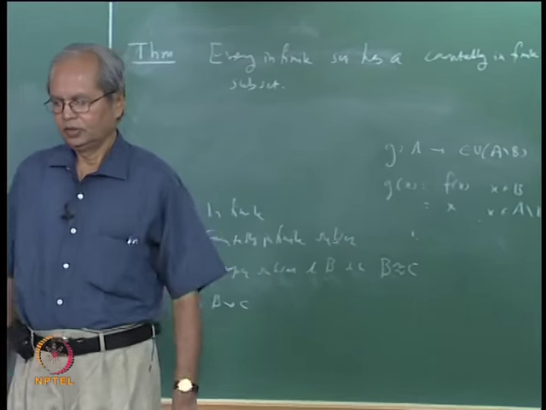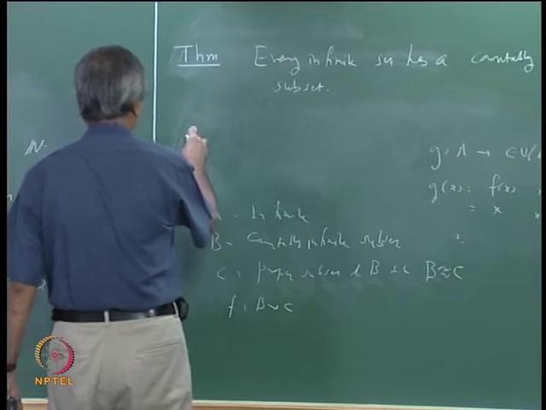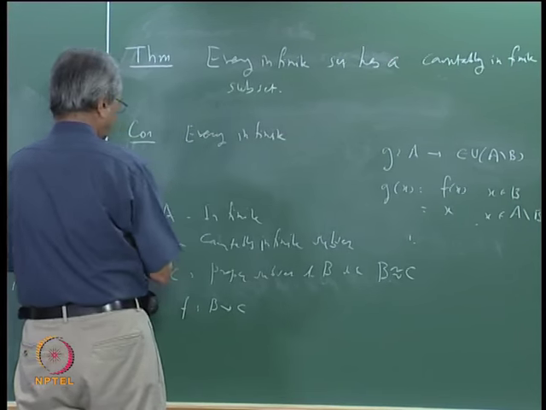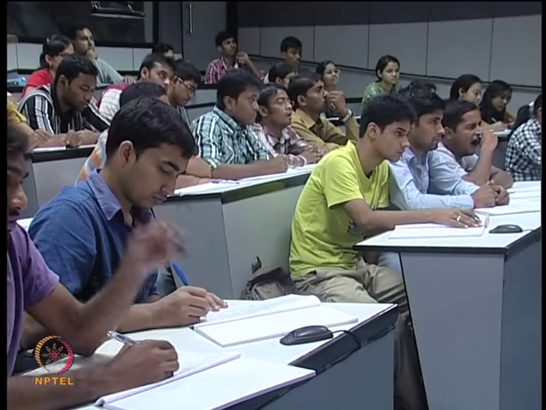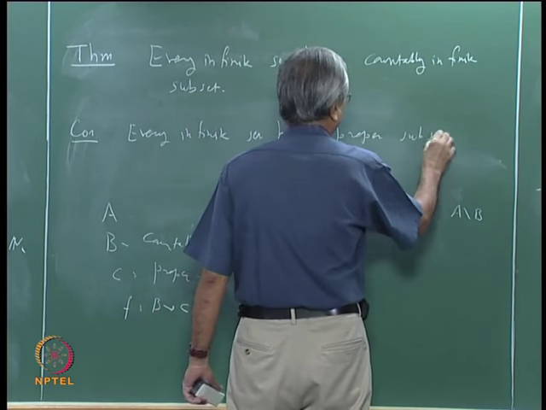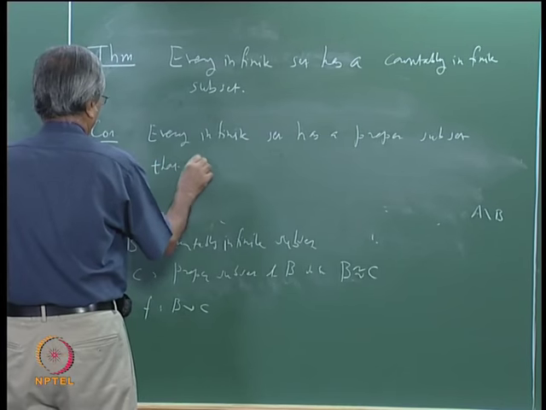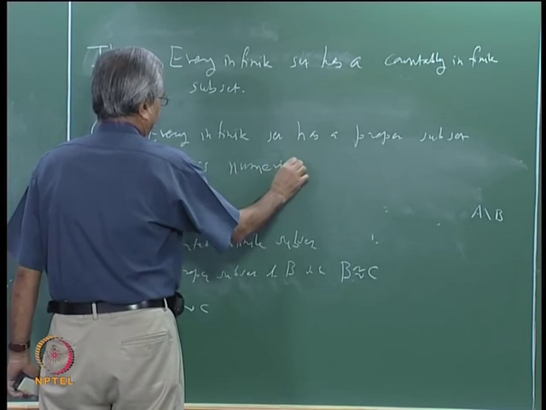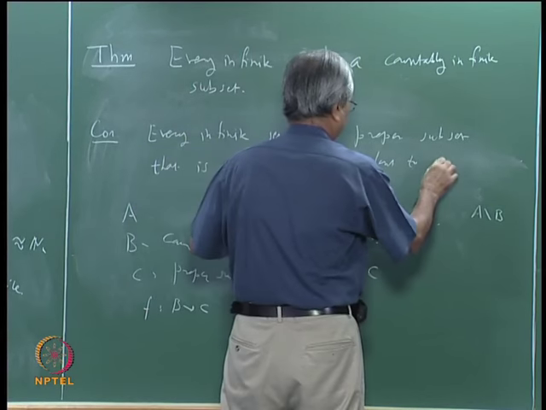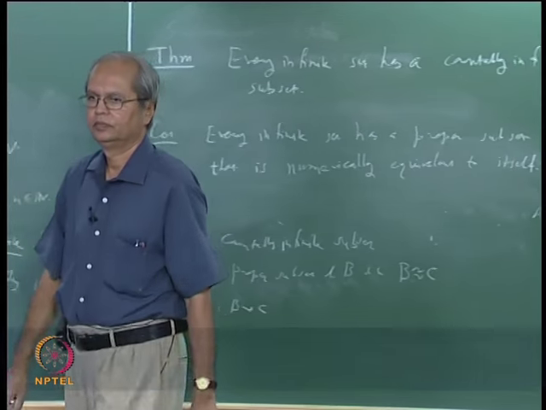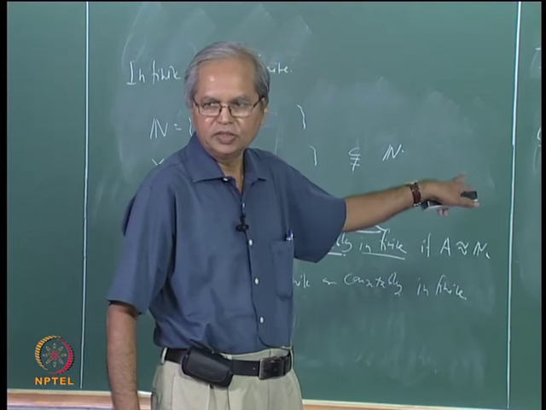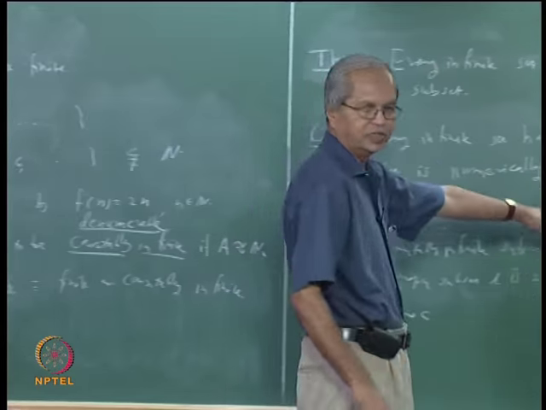Okay. So once we prove this theorem, let me write it as a corollary. Every infinite set has a proper subset that is numerically equivalent to itself. Of course, we have not yet proved the theorem, but assuming that we have proved it, then this corollary will immediately follow from this theorem. This is the proof of that corollary which I have discussed just now.